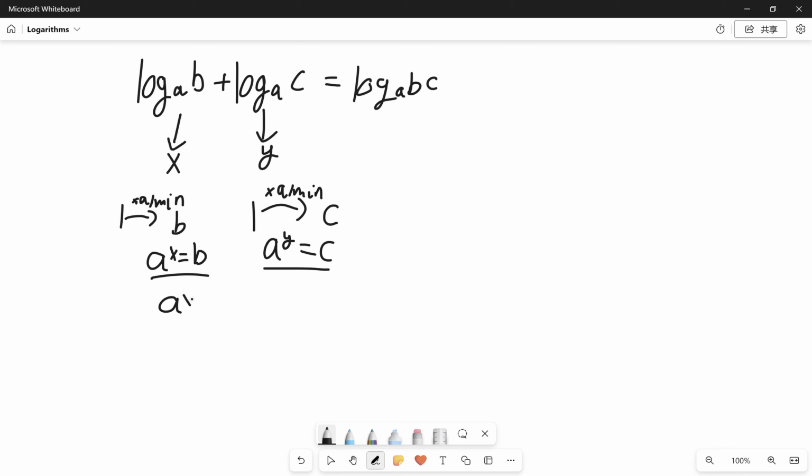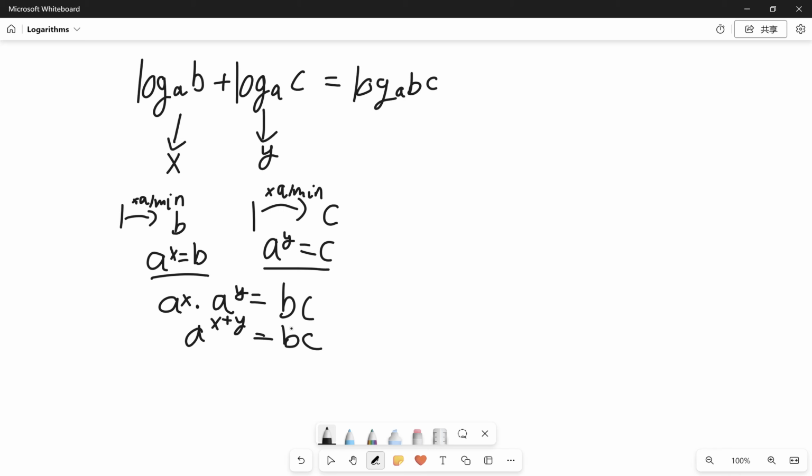So I have two expressions here. If I decide to multiply a to the power of x and a to the power of y, then what I get is b times c, right? So what I get is b times c. That's just plugging in the equation for two sides. So I have a to the power of x plus y equals bc.